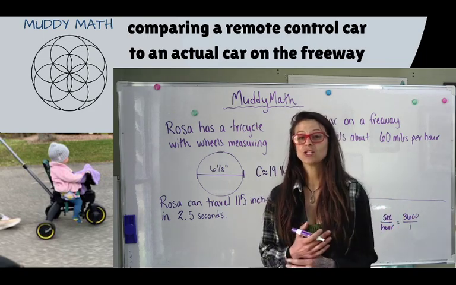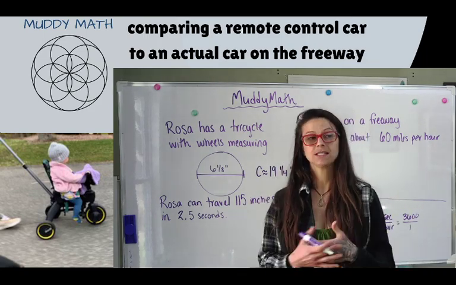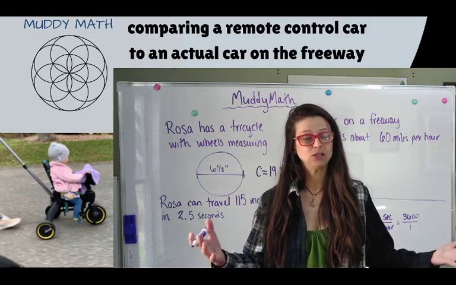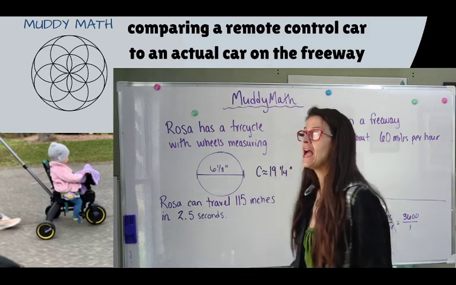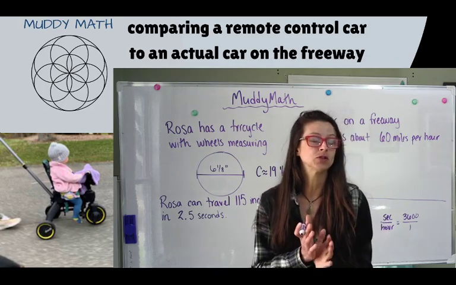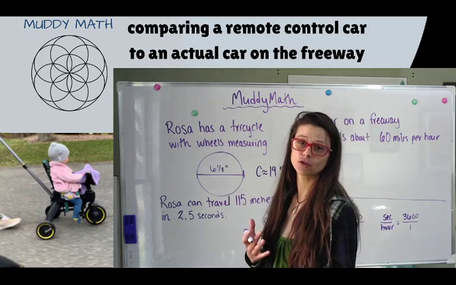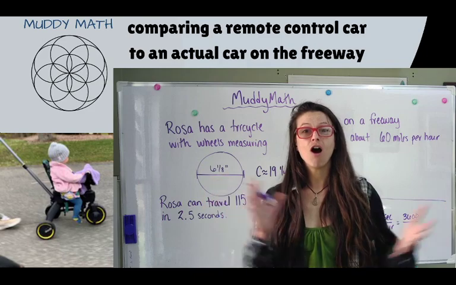Today we're going to look at one of the questions that my district put out to our 7th grade students for their first week of remote learning. And it was relating the wheel of a remote control car and the speed of a remote control car to an actual car on a freeway.